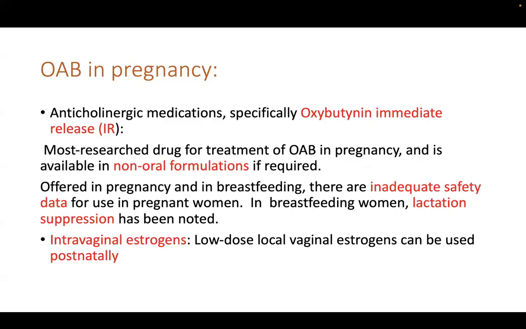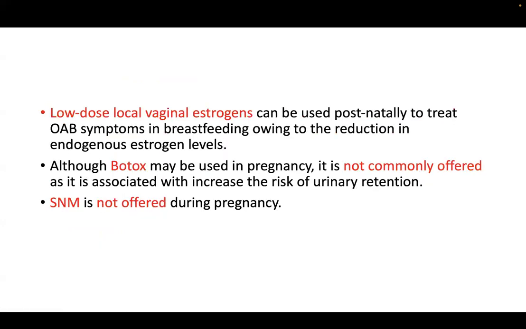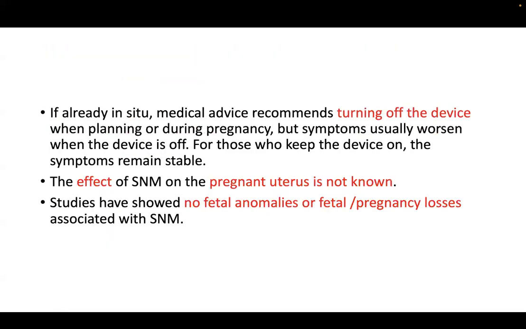But we need to inform the patient that there is inadequate safety data for use in pregnancy, and in breastfeeding lactation suppression may be noted. Intravaginal estrogen can be used postnatally. Botulinum toxin is not commonly advised in pregnancy, as there is a chance of frequent urinary tract infection because it causes urinary retention, and sacral neuromodulation is not offered during pregnancy.